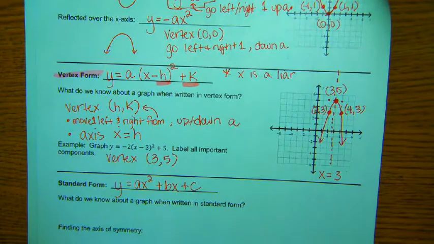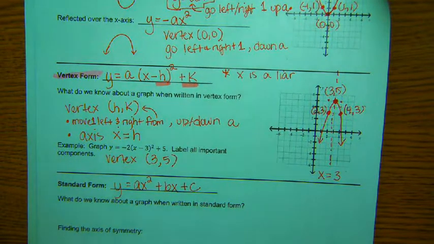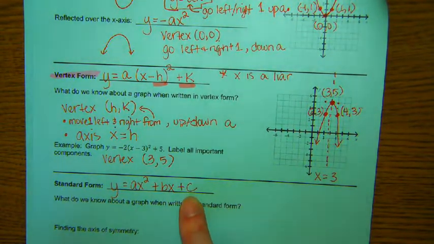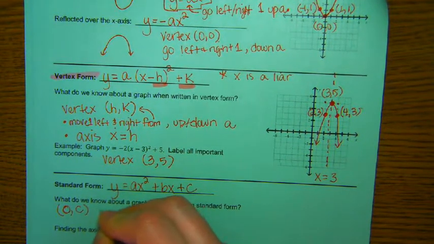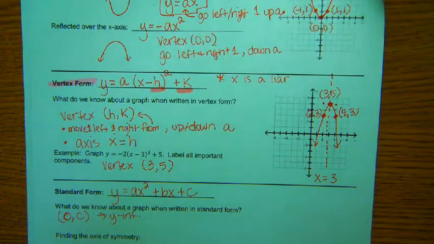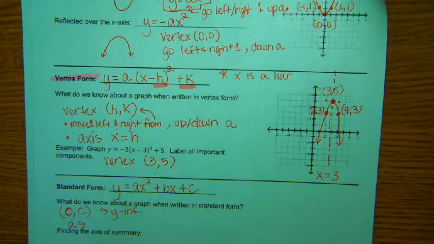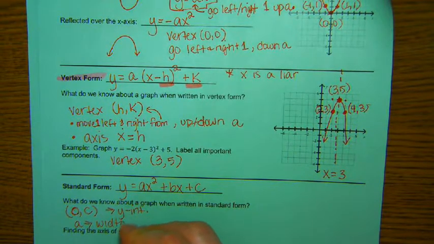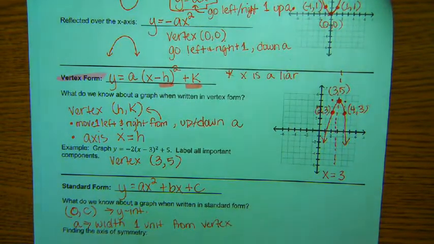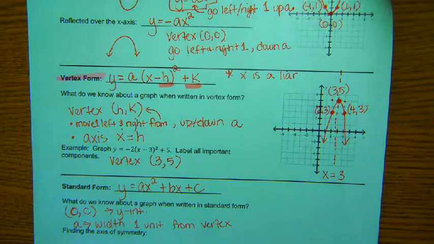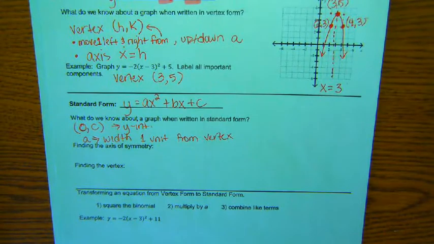Unfortunately, we don't know a whole lot, we only know two little things. The first one is that this number is going to give you the y-intercept when it's in standard form. So I know that 0, c is the y-intercept. I also know the width. Remember, A gives us the width, 1 unit from the vertex. But actually, without some work, I don't know the axis of symmetry. It's not like the one above.